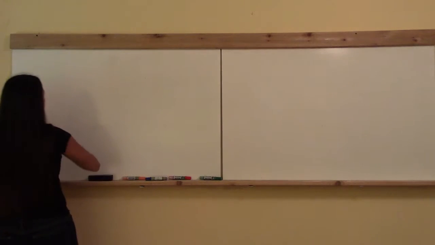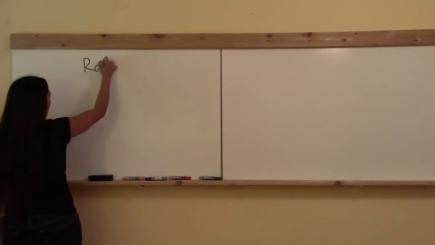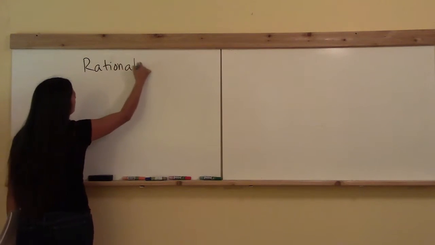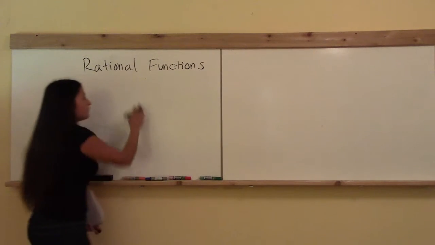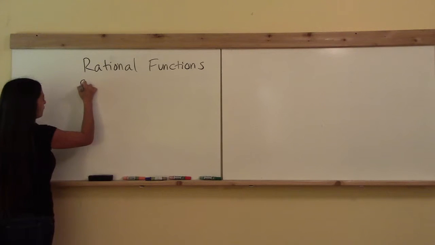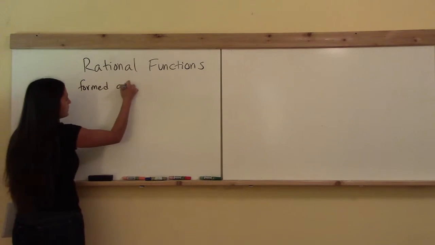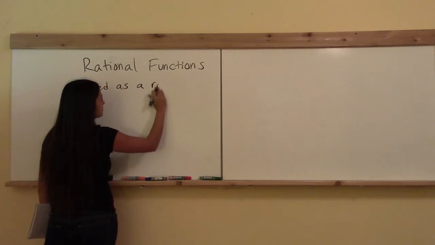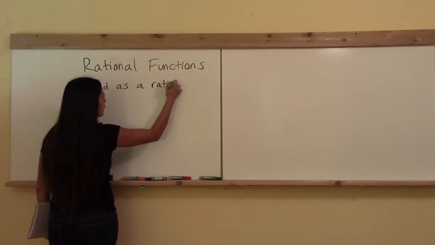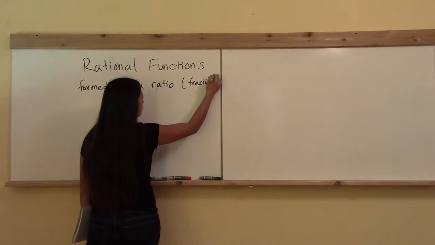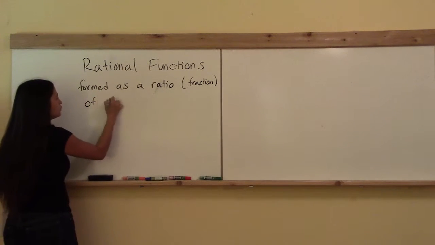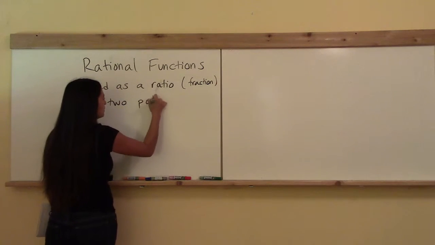Okay, so the next class of functions that we'd like to look at past the polynomials is going to be called the rational functions. Rational functions are formed as a ratio. That's where the word rational comes from, the word ratio, or as you might have seen, fraction, or a quotient of two polynomials.